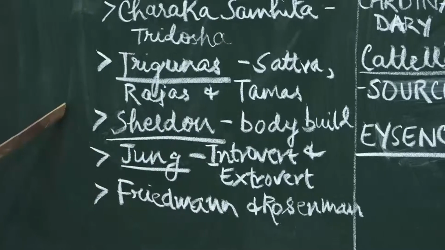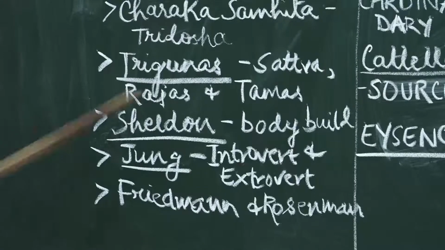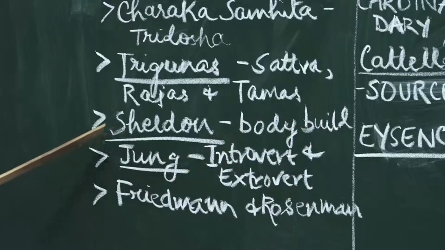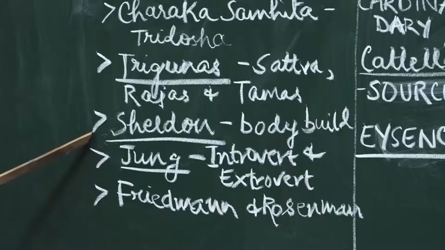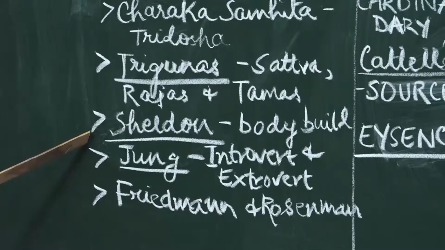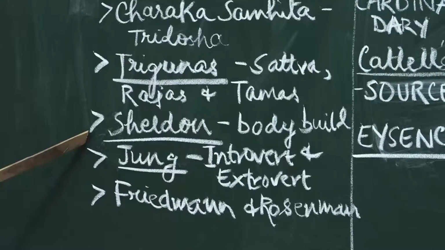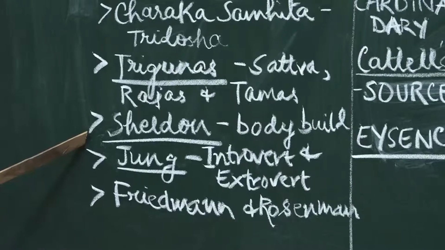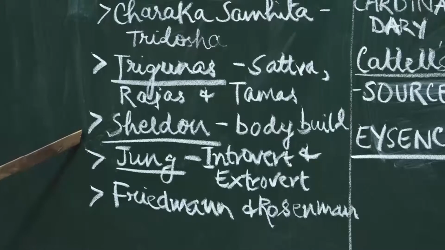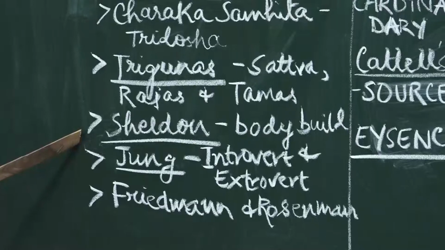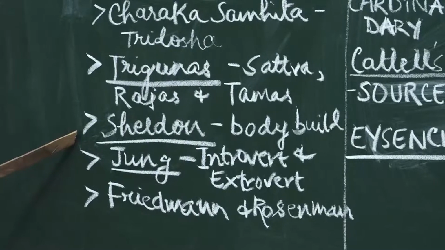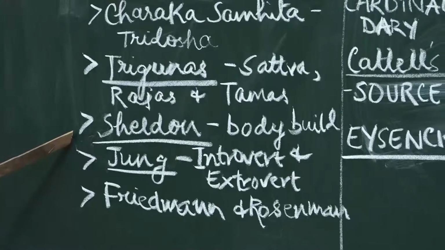Sheldon proposed typology basically on the basis of body build and temperament. He had classified people into 3 types: endomorphic, who are fat, soft and round in their body build and relaxed and sociable in their nature. Mesomorphic, they are strong and they have a very stiff musculature. They are energetic and courageous. Ectomorphic are thin and fragile, introvert as well as brainy and creative in nature.